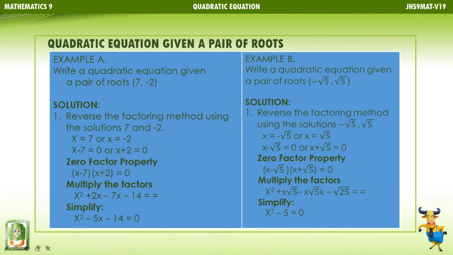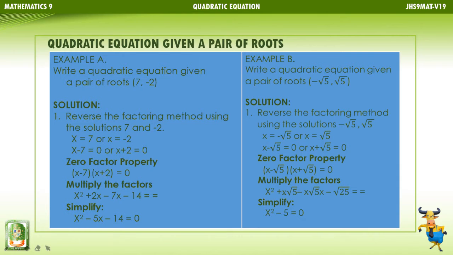Quadratic equation given a pair of roots. Example A. Write a quadratic equation given a pair of roots 7 and -2. Solution. 1. Reverse the factoring method using the solutions 7 and -2. x equals 7 or x equals -2. x minus 7 equals 0 or x plus 2 equals 0.